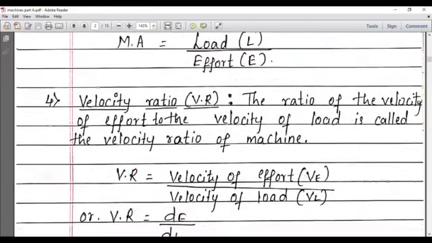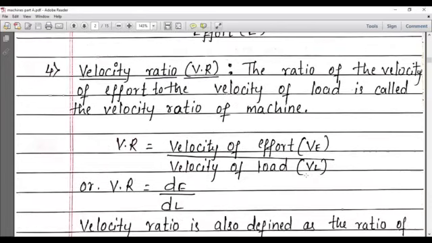Next one is velocity ratio. So what is velocity ratio? Velocity ratio of a machine: the ratio of the velocity of effort to the velocity of load is called the velocity ratio of the machine. See here, the ratio of velocity of the effort, how fast the effort is moving, and how fast the load is moving. It is nothing but the velocity ratio. So velocity ratio is the ratio of velocity of effort to the velocity of load.